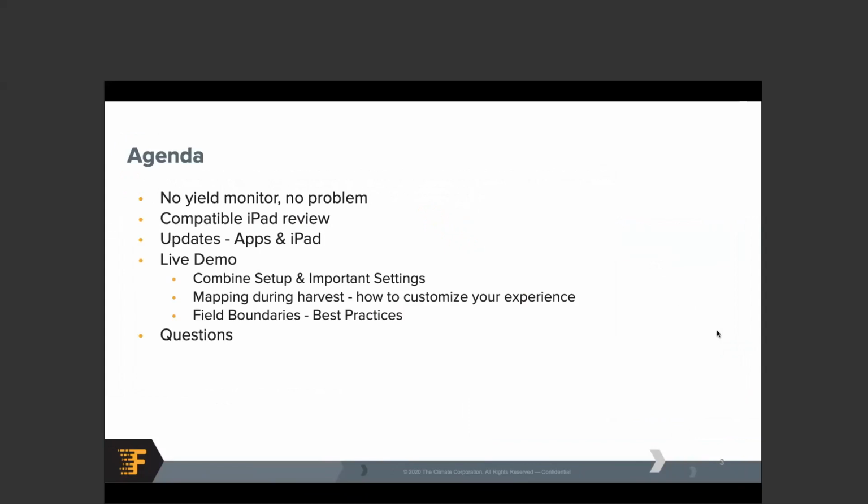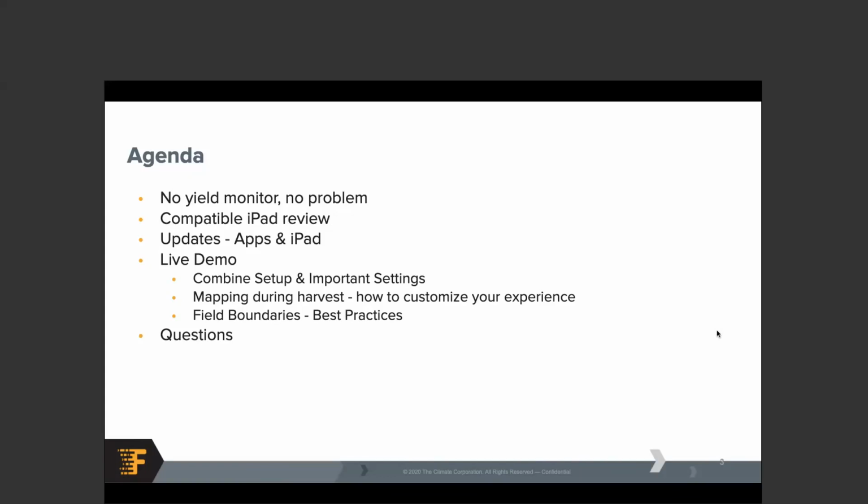And then just for a quick agenda, we're going to cover off, if you do not have a yield monitor, what your options are. And then we'll do some nitty-gritty on just covering iPad compatibility, as well as just making sure that your apps are updated and ready to go for harvest. And then we'll actually jump in and talk about all the things we need to think about before we start harvesting. Again, we'll do questions at the end.